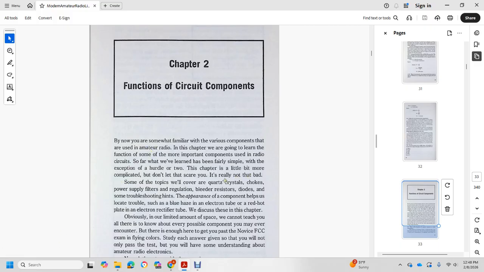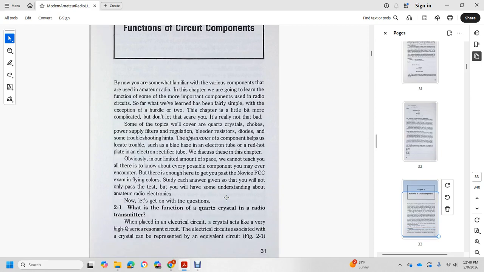Some of the topics we'll cover are the quartz crystal, chokes, power supply filters, regulation, bleeder resistors, diodes, and some other troubleshooting hints. The appearance of the components helps you locate trouble, such as blue haze in an electron tube, or a red hot plate in an electron rectifier tube, which are discussed in this chapter. Obviously, we are limited in the amount of space we have to teach, so there is not every possible component you'll ever encounter.